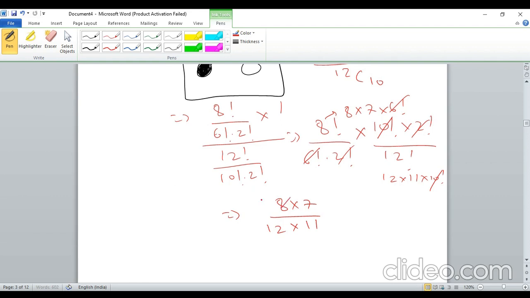Now we can further solve this. This is 4, this is 6, so 2, 3. So this will be 14 by 33. If I remember, this was in one of the options. So I think this should be the correct answer.